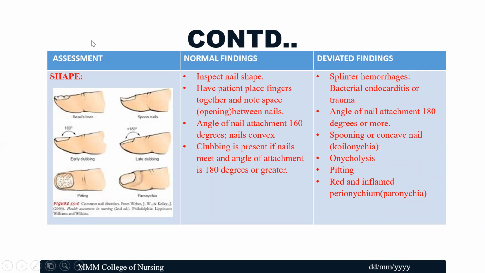In shape, you will first inspect the nail and then have the client place fingers together and note the space, that is, any opening between the nails. Ask the person to hold both index fingers together so that you will see the space between the nails. Any nails can be used. If it is the index finger of the right hand, then it should be the index finger of the left hand. Then you note the space between. The angle of nail attachment should be 160 degrees, with the nail convex. Clubbing is present if the nails meet and the angle of attachment is 90 degrees.